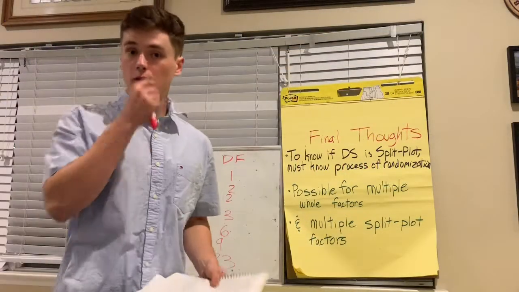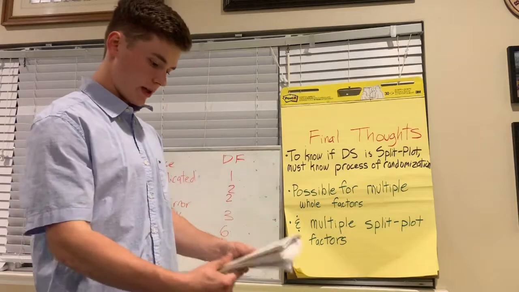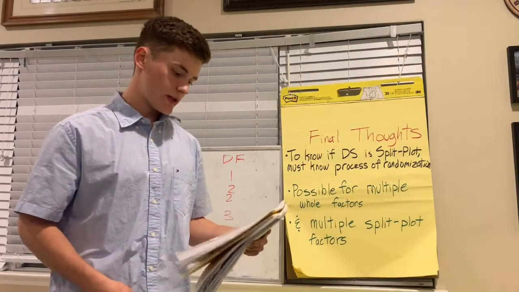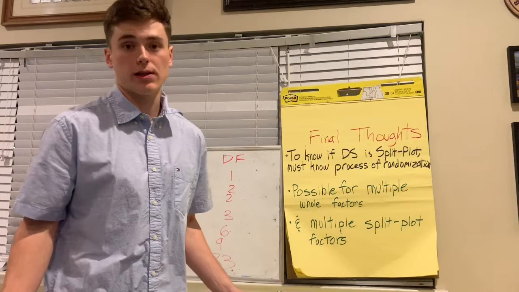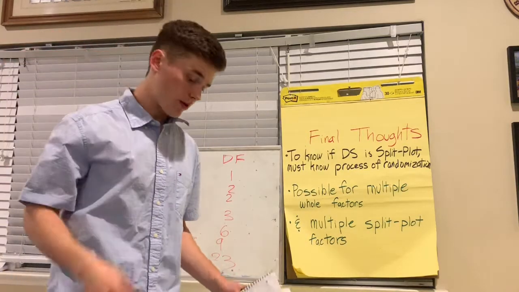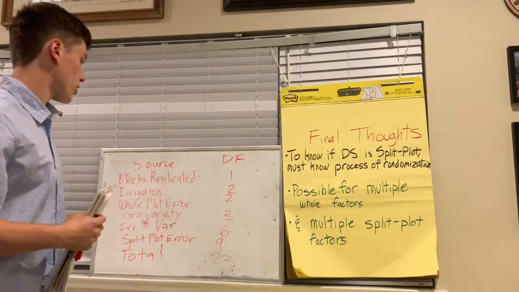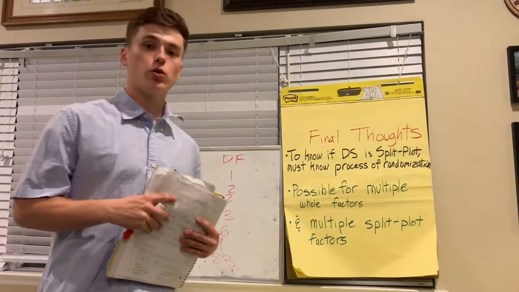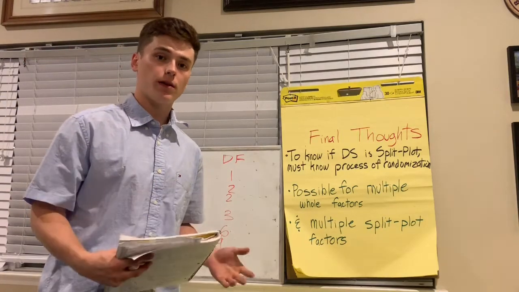So with our ANOVA table and our degrees of freedom, basically you compute the sum of squares and the estimate of the treatment effects in the same usual way that you would with other experiments. So yeah, that's how you do a split plot design structure and the analysis of it.